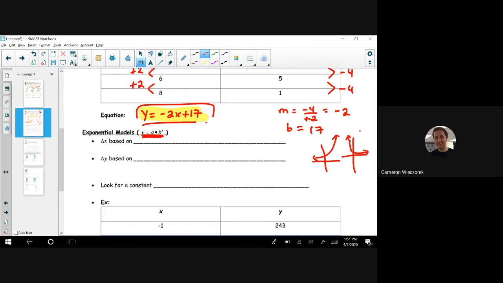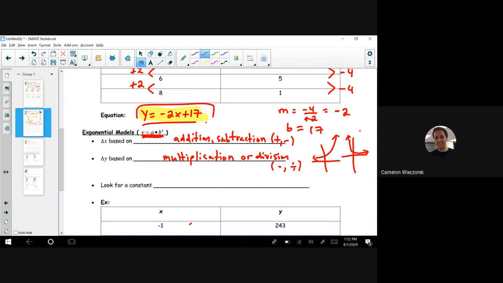Change in x is very similar to linear for this one. It's going to be based on addition or subtraction. So really, the x values aren't going to give away whether or not it's exponential. We're going to have to look at the y values for a little bit more information. The change in y needs to be based on multiplication or division. That's the big change here. Instead of being addition or subtraction like it was for linear, now we're using multiplication or division.